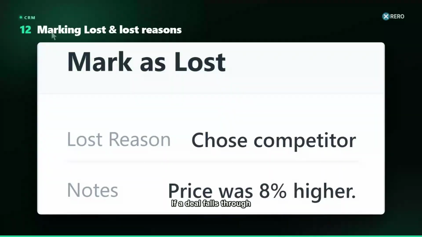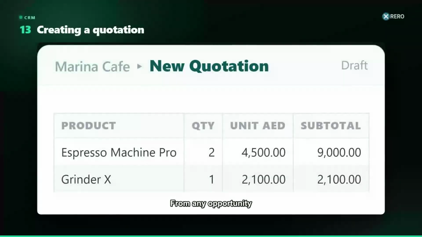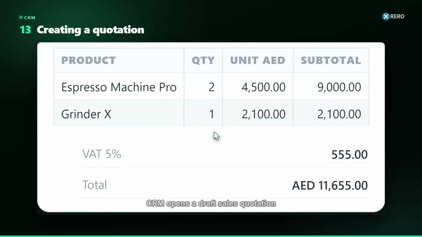If a deal falls through, click Lost and pick a lost reason. Too expensive, chose competitor, no budget. The opportunity is archived out of the active pipeline, but kept for analysis, so you learn why deals are lost and improve. From any opportunity, click New Quotation.